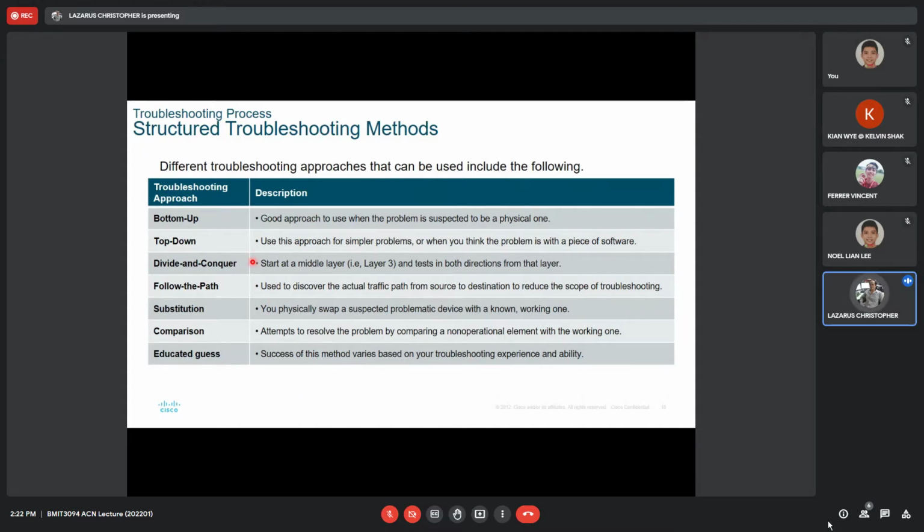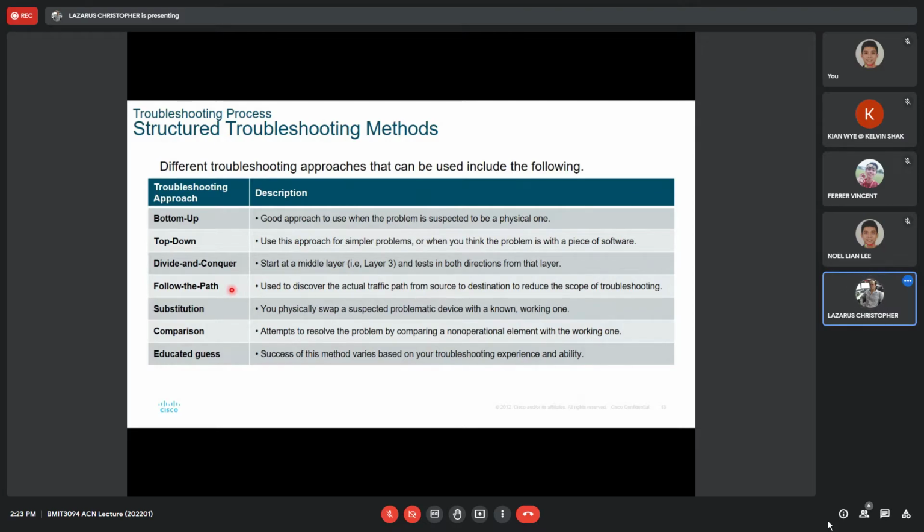So if you think it's software based, then you start from the application layer going down, right? Divide and conquer means you don't know if it's physical or software, so you start in the middle, maybe layer 3, and then you go up or down depending. If you start to investigate up, then you go up, right? Or when you're testing here, you think it's going down, going physical, so you go down. Or you test both up and down, right?